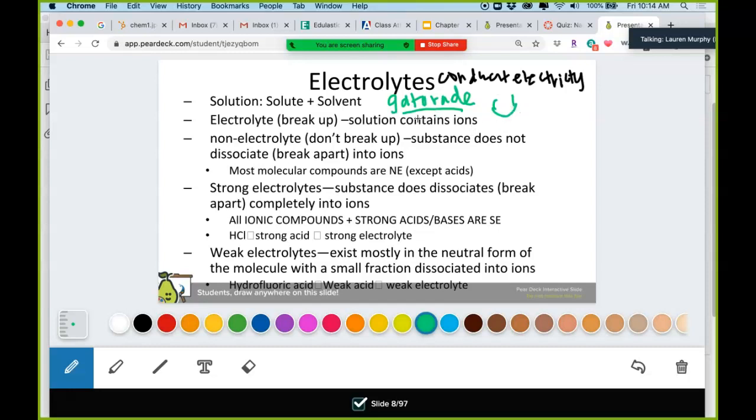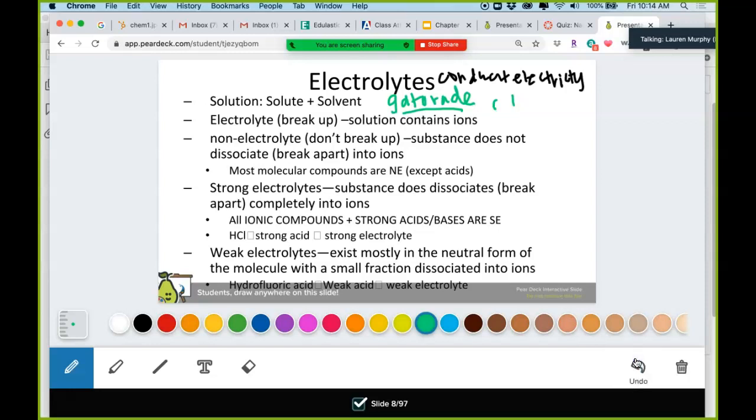Okay, so I can complete the circuit with different solutions. If I put Gatorade under here, and there are electrons flowing through it, the Gatorade completes the circuit, and literally the light bulb goes on because Gatorade has ions floating around in it. It contains electrolytes, therefore it can conduct electricity and literally power the light bulb. I know that sounds weird and kind of crazy, but I'm going to prove it to you.